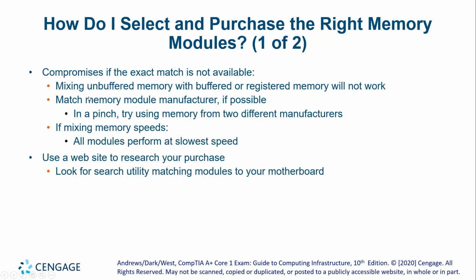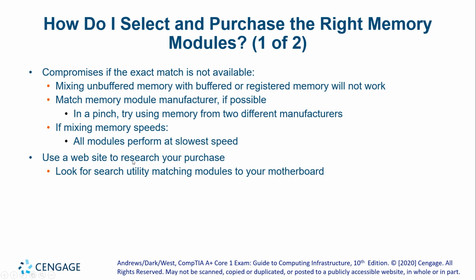Compromises: if the exact match is unavailable, mixing unbuffered and buffered will not work. If it's buffered memory, all the chips have to be buffered or registered or it won't work. You can mix and match manufacturers, but it's not a good idea because there are some subtle differences in the architecture of the chip. If mixing memory speeds, it'll work, but all the modules perform at the slowest speed, so you don't get any boost at all. If you've got a couple of really expensive chips of RAM and then a really cheap one that's really slow, don't put the slow one in because it's going to slow your expensive one down.